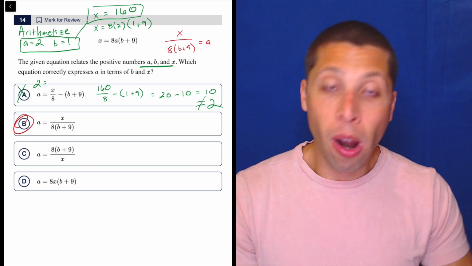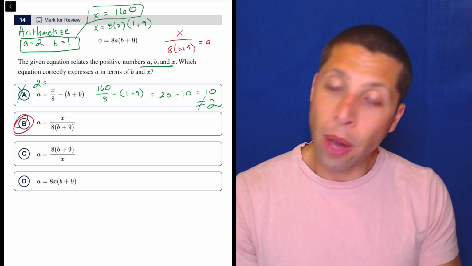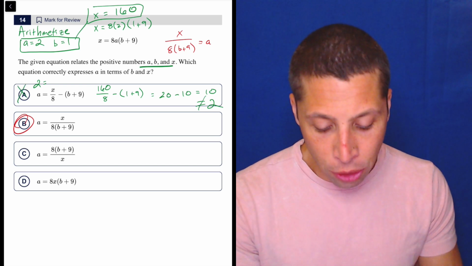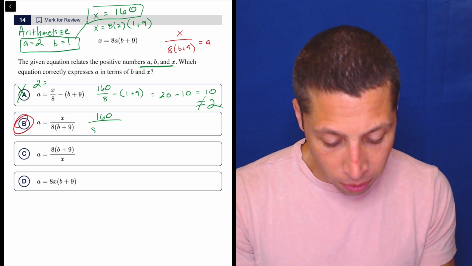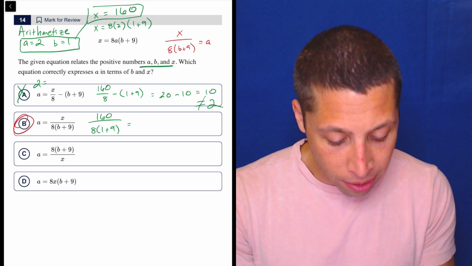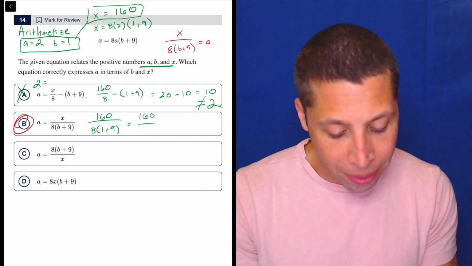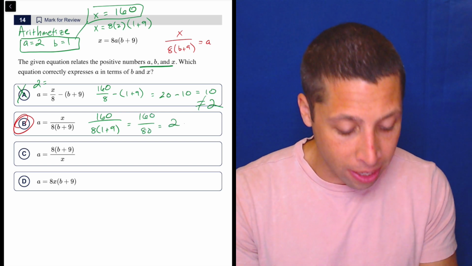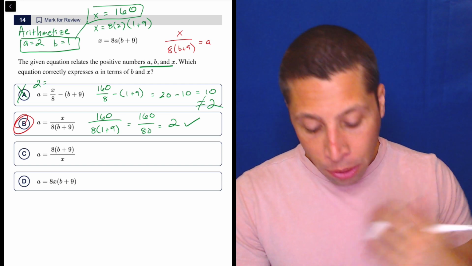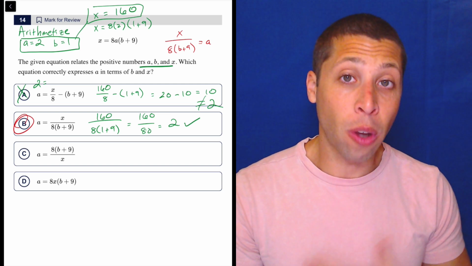So that means that A is wrong. It's supposed to give us this value of 2 that we made up for A. It didn't work. But if we go to choice B, what we know is the right answer. That's 160 for X over 8 times 1 plus 9. So that's 160 divided by 8 times 10, which is 80. And 160 divided by 80 is 2. So that works out.